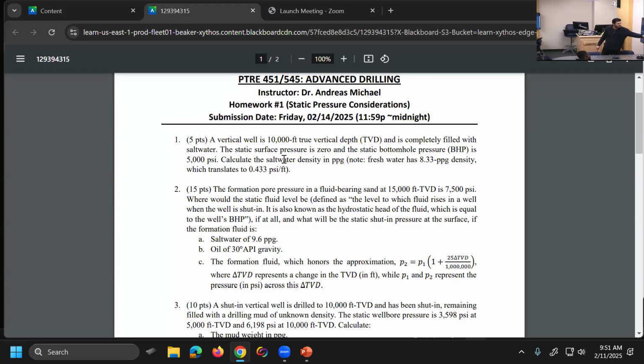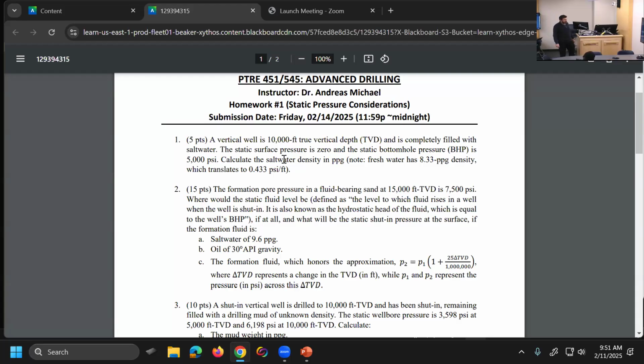And what would be the static shut-in pressure at the surface if the formation fluid is A, salt water of 9.6 ppg, B, oil of 30 degrees API gravity, and C, the formation fluid which honors the approximation P2 equals P1 times (1 plus 25 delta TVD divided by 1 million), where delta TVD represents a change in the TVD in feet, while P1 and P2 represent the pressure in psi across this delta TVD.